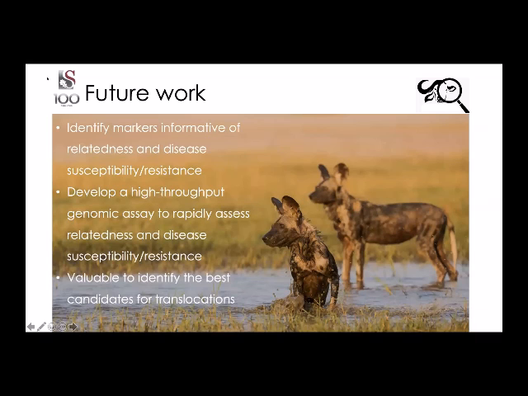And then this research will be used towards identifying relatedness informative variants and variants associated with susceptibility to M. bovis infection so that we can develop a high throughput genomic assay which would allow rapid and cheap screening of wild dogs from other populations to assess relatedness and disease susceptibility for conservation purposes. And this will be valuable to identify the best candidates for animal translocations that are intended to maintain genomic variation and decrease disease transmission. Thanks very much for listening.